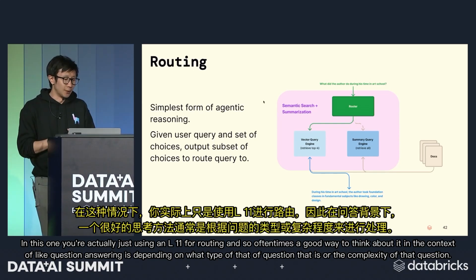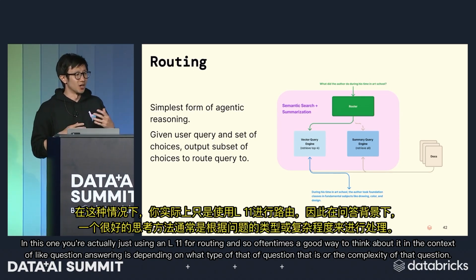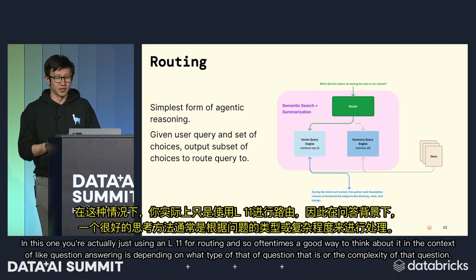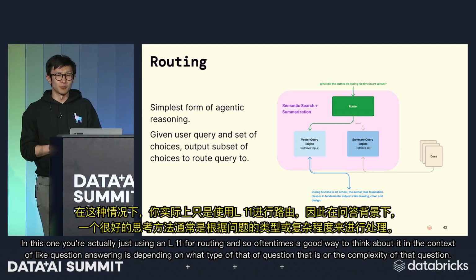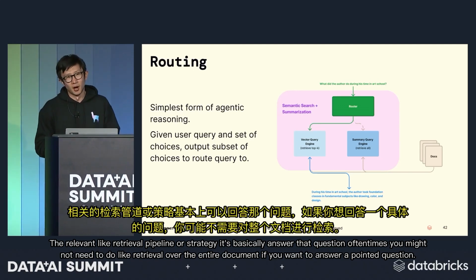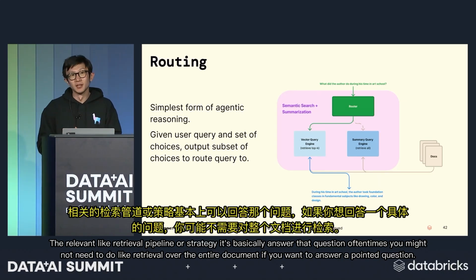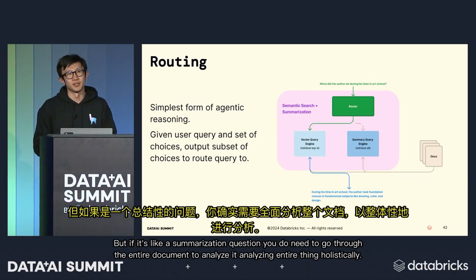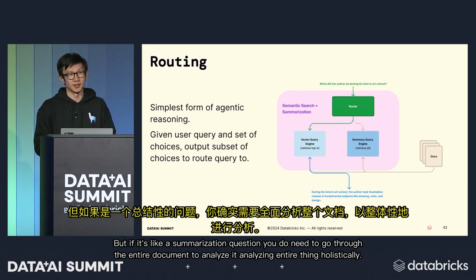In this one, you're actually just using an LLM for routing. Oftentimes a good way to think about it in the context of question answering is, depending on what type of question it is or the complexity of that question, pick the relevant retrieval pipeline or strategy to answer that question. Oftentimes you might not need to do retrieval over the entire document if you want to answer a pointed question, but if it's a summarization question, you do need to go through the entire document and analyze the entire thing holistically.